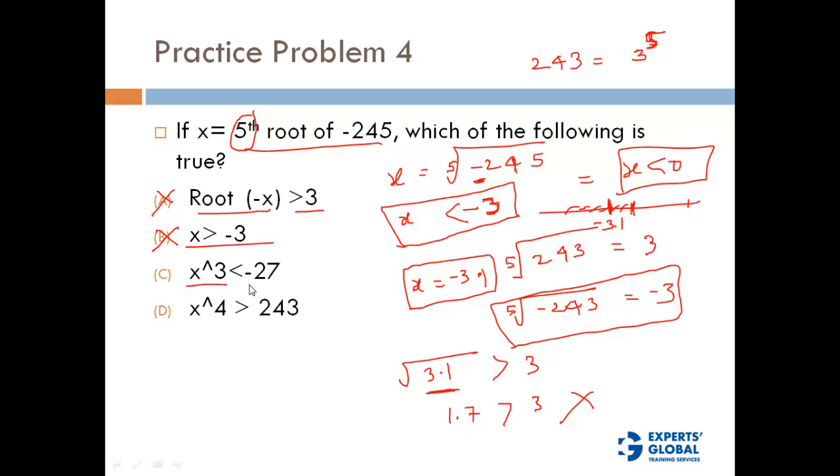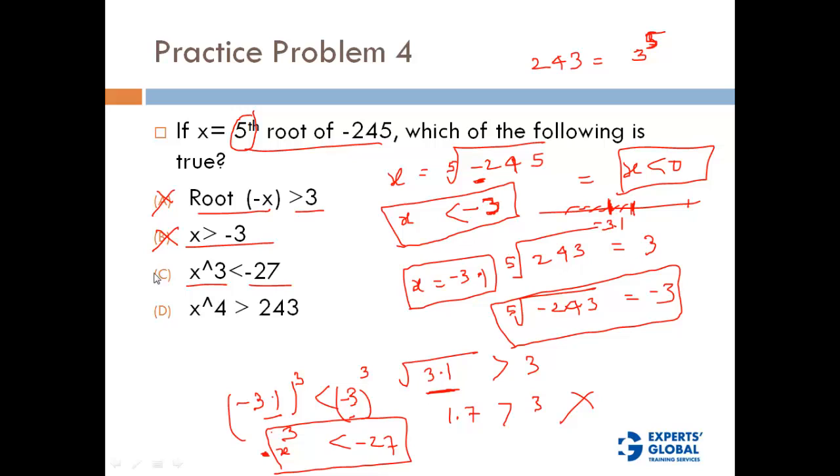X cube less than minus 27. So what do we have? X cube is minus 3.1 cube. What is that going to be? It's going to be definitely less than minus 3's cube, right? Because it's numerically higher and it's going to be negative. So that means it's going to be smaller than minus 3's cube. So what is minus 3's cube? Minus 3's cube is minus 27. So that means we can say that x cube is going to be less than minus 27. So this expression will always be correct.